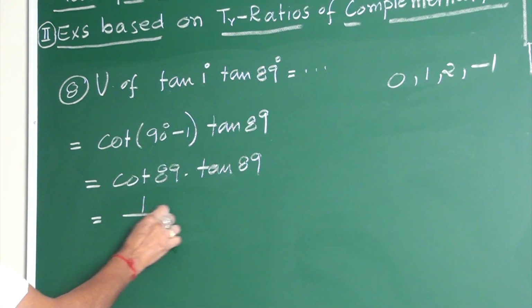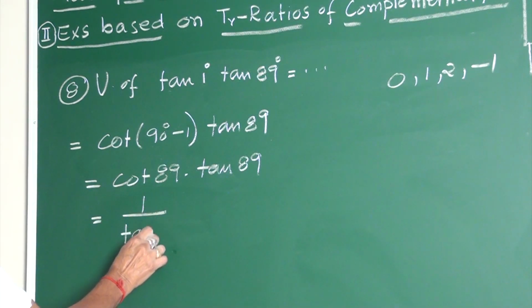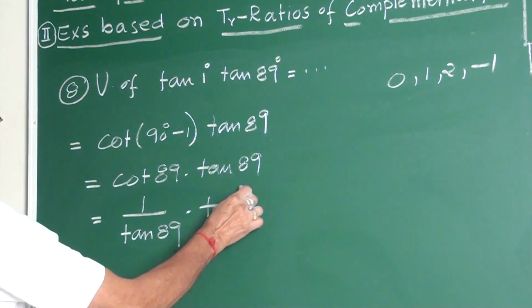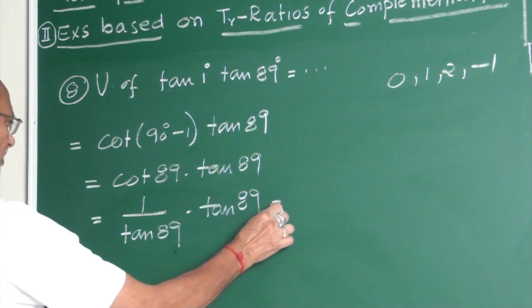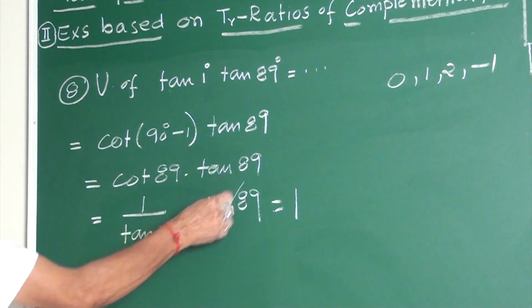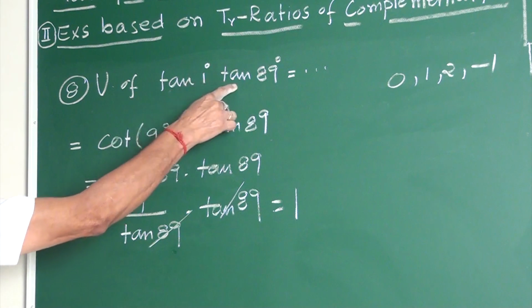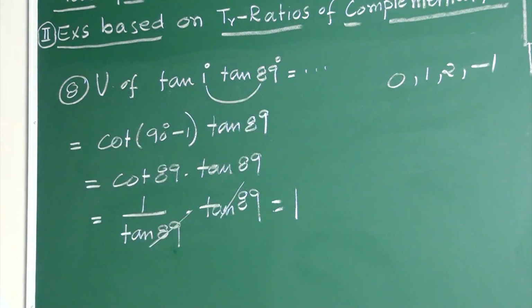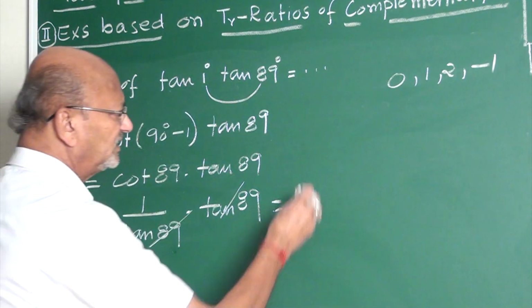Reciprocal means directly the value is 1. Otherwise, cot is 1 by tan, into tan 89, which is 1. Therefore, in case of tan, what is the sum of the angles? 1 plus 89 is 90. Then the product is 1. Even the same in case of cot.